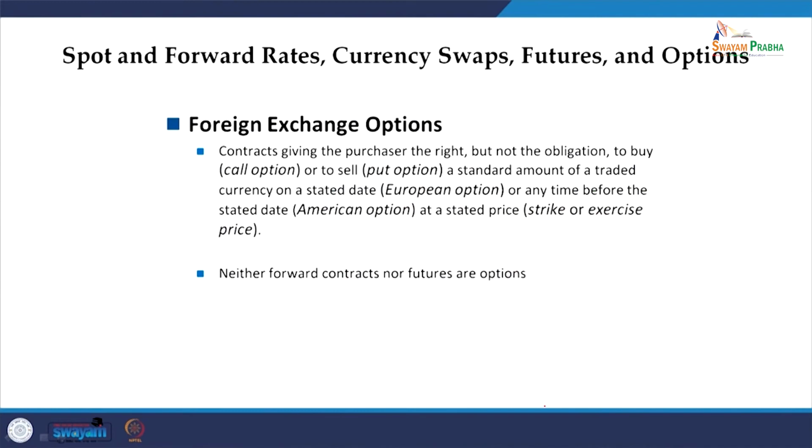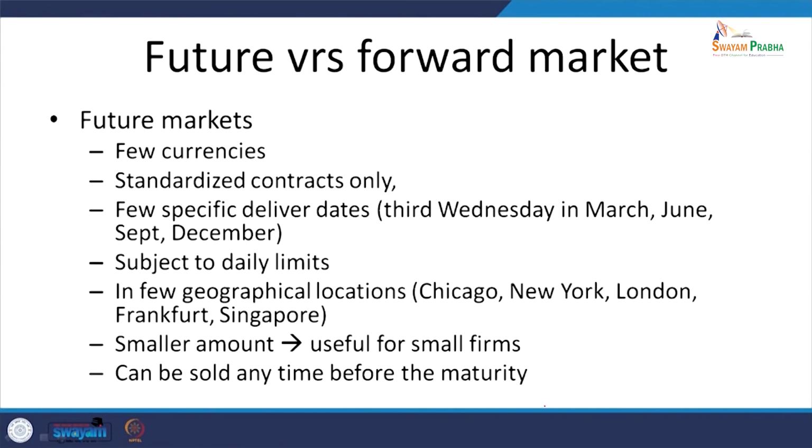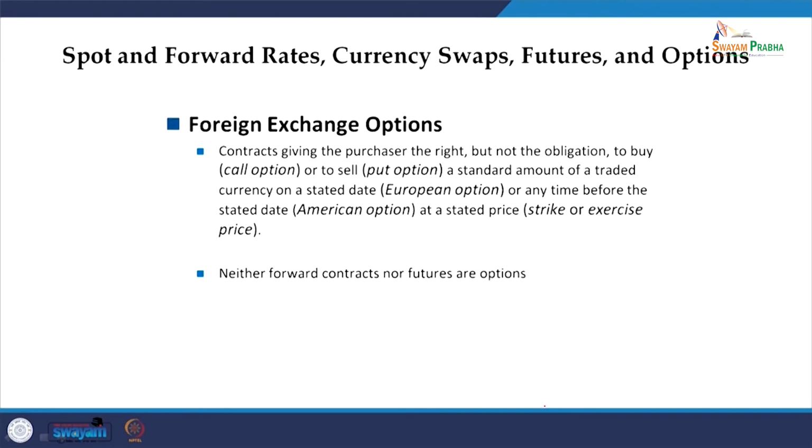Coming to foreign exchange options, futures we defined, we are now defining options. Options are contracts giving the purchaser the right, but not the obligation, to buy, which is called a call option, or to sell, called a put option, a standard amount of a traded currency on a stated date. That is called a European option, or any time before the stated date, in which case the option type is called an American option.